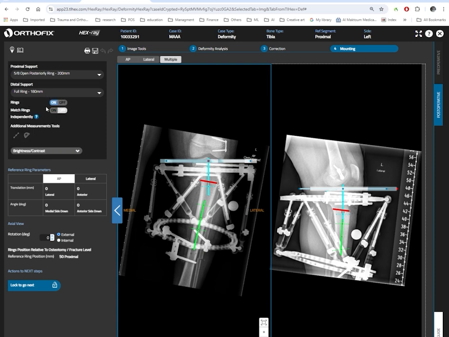Here you can see a ring on and off. Just see the difference between them. When you put them on, they become thicker. When you put them off, it becomes like a line. I prefer to see the rings. And here, match rings independently. We'll come to this feature later. It's an important feature, but let's ignore it for the time being.